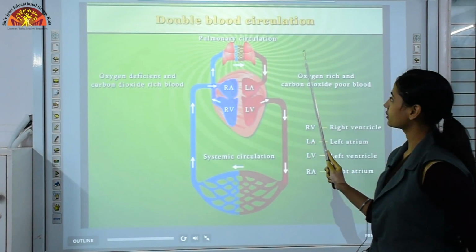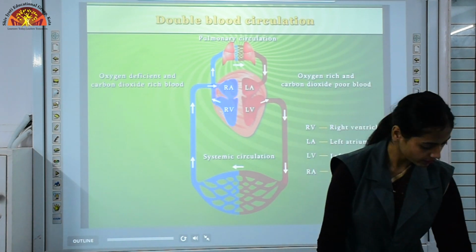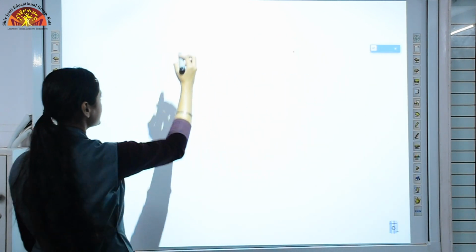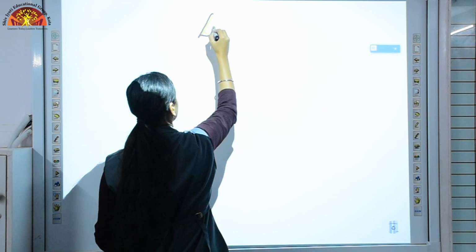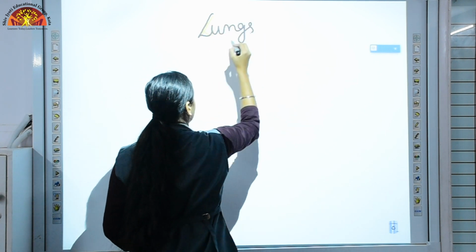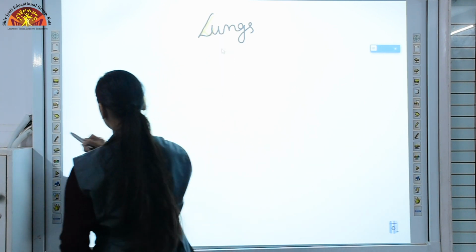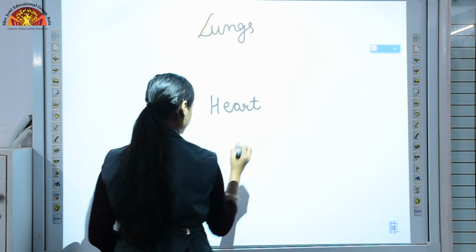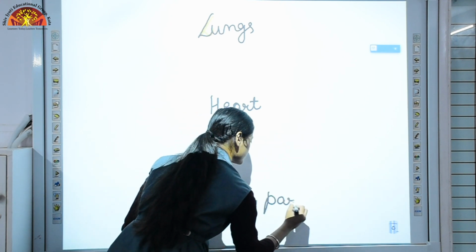Now double blood circulation. How does circulation of blood take place in our body with the help of the heart? First look here. These are lungs. Then the heart will come, and our body parts.